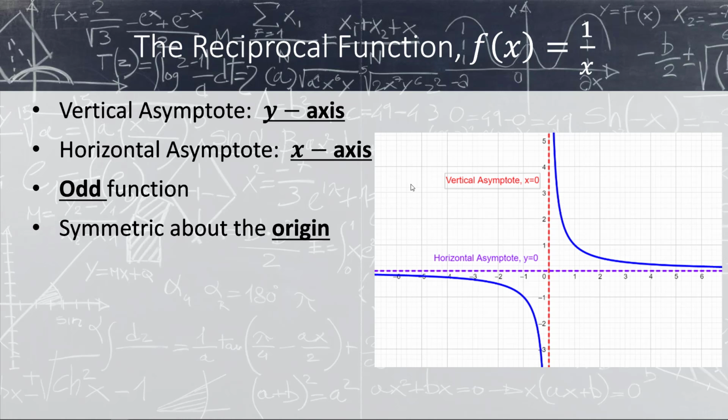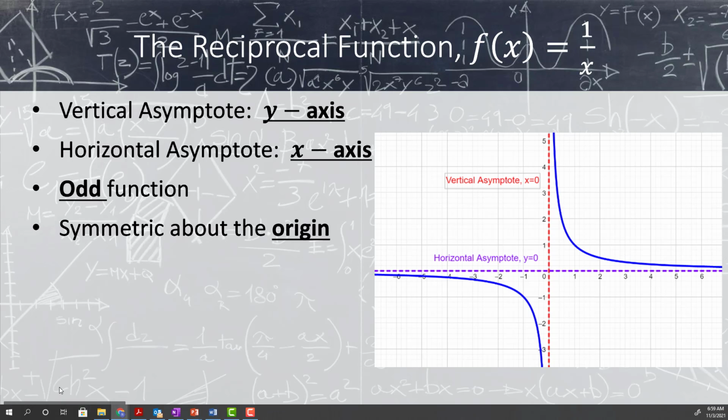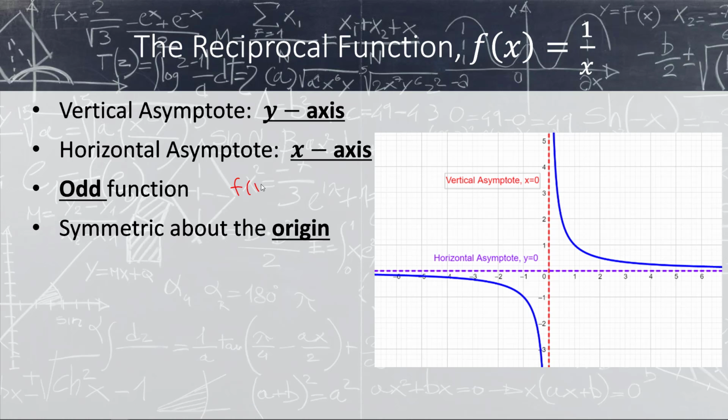And also you will notice that this is an odd function. It actually satisfies the requirement f of x being equal to the negative of f of negative x. For example, here we have 1/2 and 2. And over here we have negative 1/2 and negative 2. As a consequence, it is symmetric about the origin.